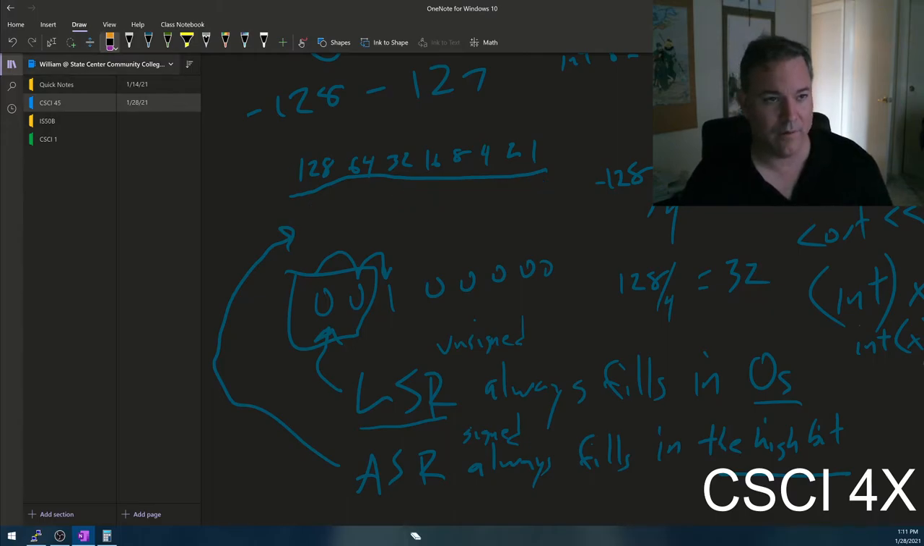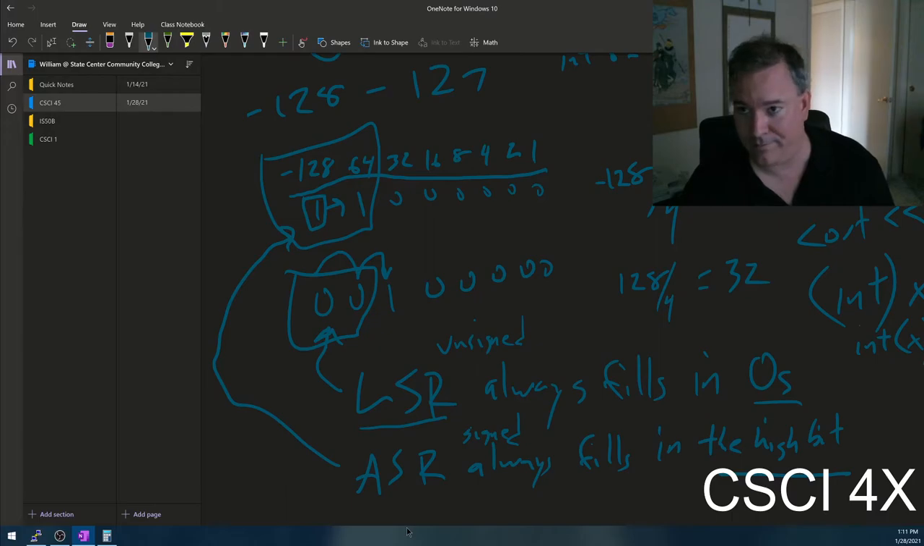Now if this number was negative though, negative 128 divided by 2 is negative 64. And so this bit here will move to the right and it will fill a 1 in instead because the high bit was 1 before. And so negative 128 divided by 2 is negative 64. This number here is negative 64.